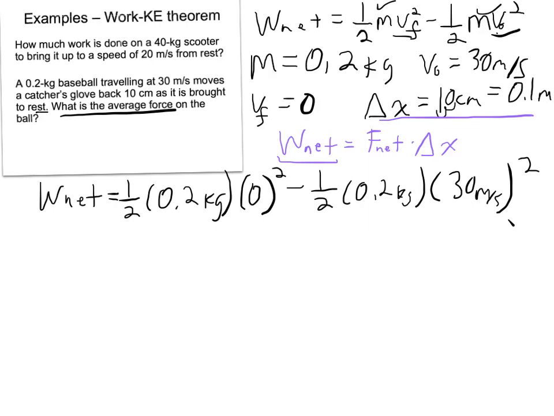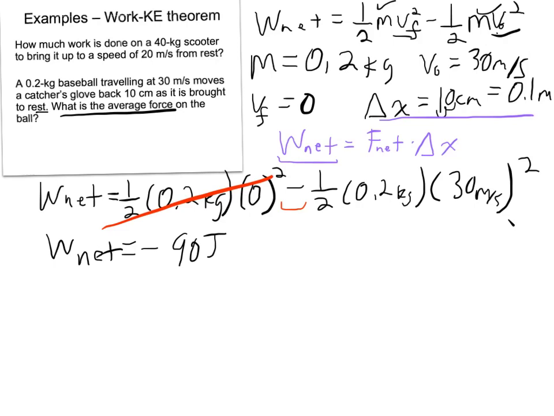Okay, this term here goes to 0. The negative does not go away. It's connected to the second term. So I have net work equals a negative 1/2 times 0.2 is 0.1. And 30 squared is 900. So 0.1 times 900 would be 90 joules. So the net work is negative 90 joules.